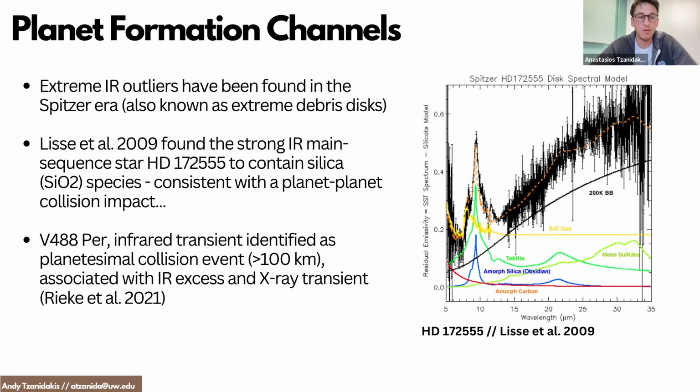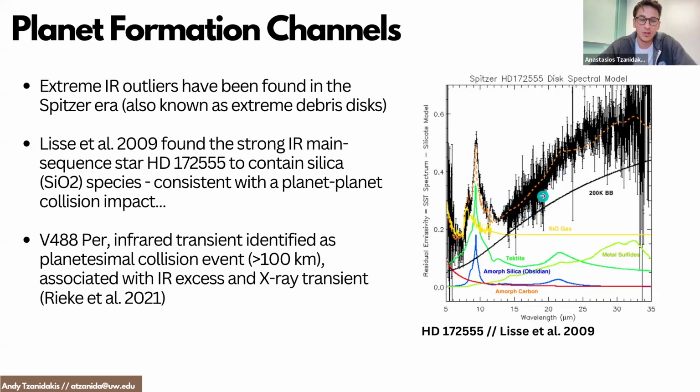So back in the era when we had Spitzer, we knew about a few systems that had extreme infrared excess, and some spectra had shown that for a particular system, if you look at the spectrum, it was mostly dominated by amorphous silica, which is consistent with taking two rocky worlds and smashing them together under immense heat, and you will begin to see all sorts of interesting spectroscopic features that are consistent with silica.